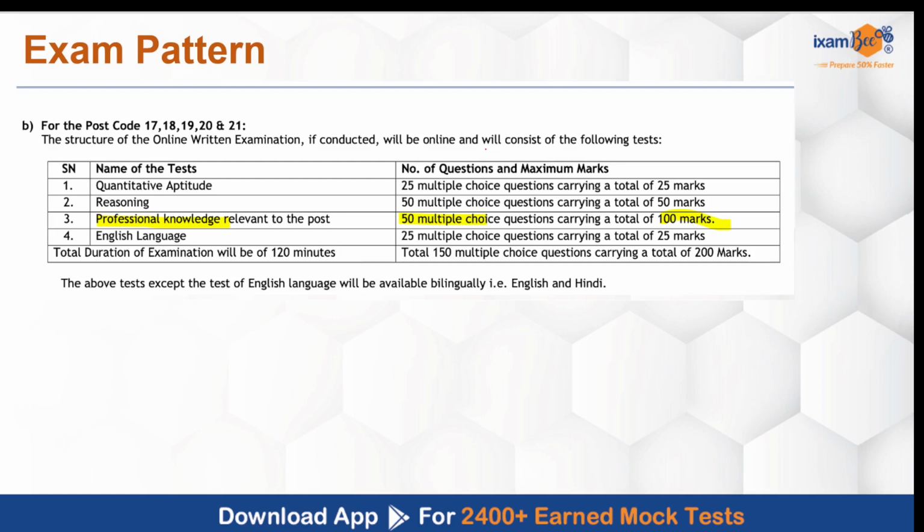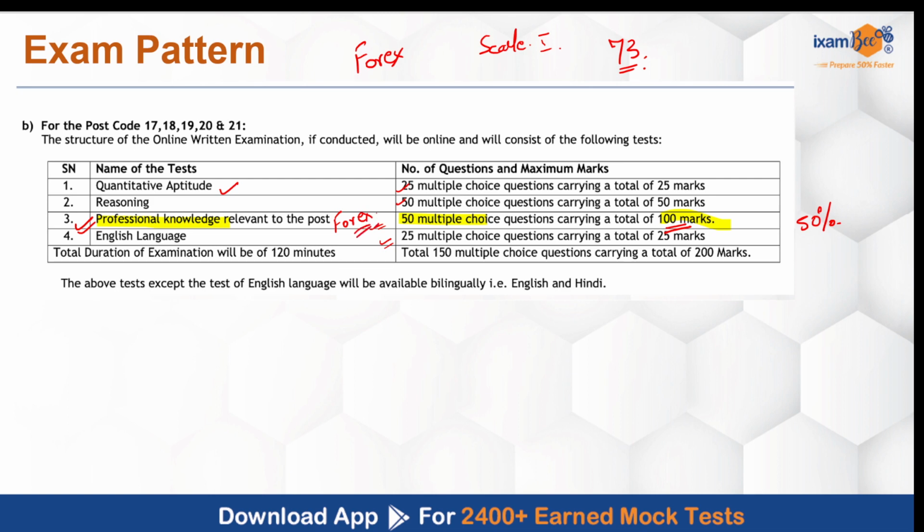Talking about the Union Bank of India Forex vacancies, these are scale 1 vacancies that have come out this year, around 73 vacancies, and the exam pattern for this consists of 4 subjects: quantitative aptitude having 25 questions, reasoning having 50 questions, professional knowledge having 50 questions but equivalent to 100 marks, and English language 25 questions. So almost 50% weightage of your written exam is from professional knowledge alone, which in your case would be related to the Forex knowledge.